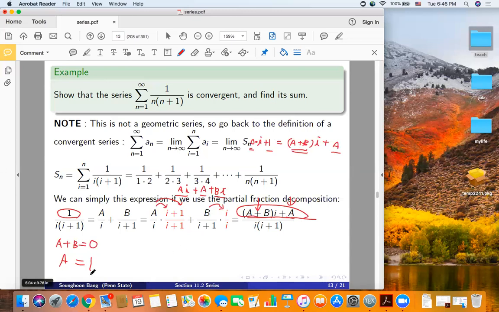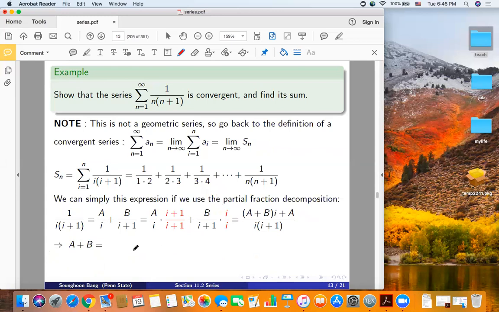You can plug A equals 1 into A plus B. We have 1 plus B equal to 0. Subtract 1 from both sides. B equals minus 1. We have it: A equals 1, B equals minus 1. Does it make sense? Next, you plug these numbers into here. So can you say great? We have it. So like this, because you plug, oh, not 0i.